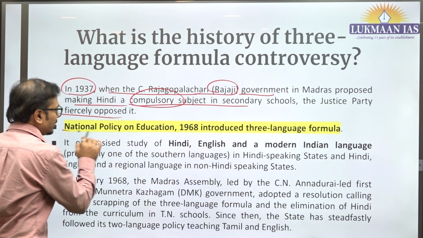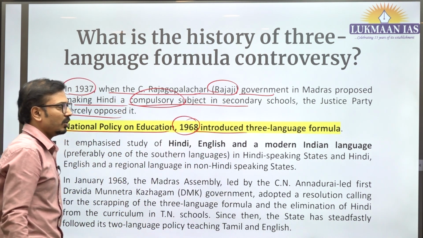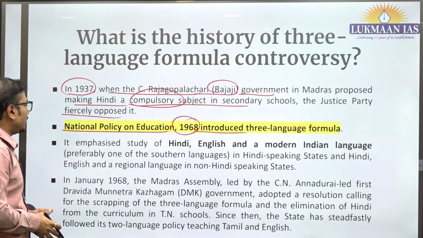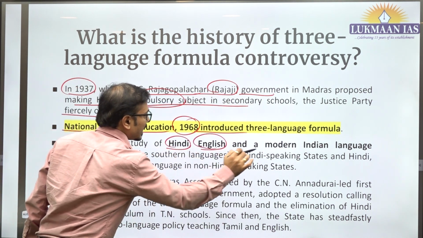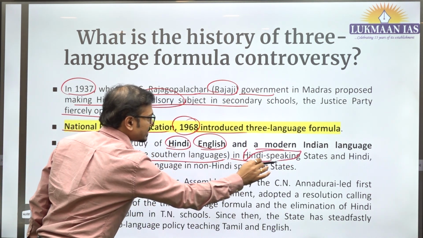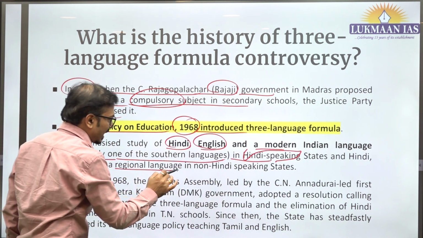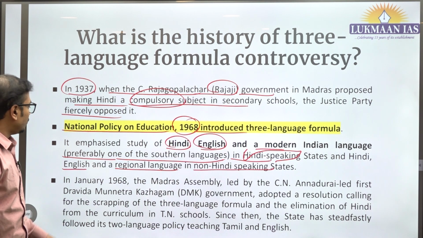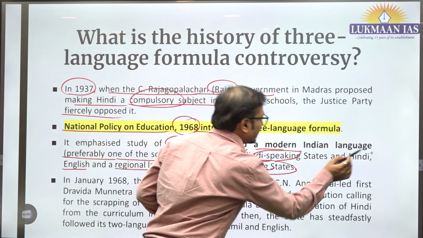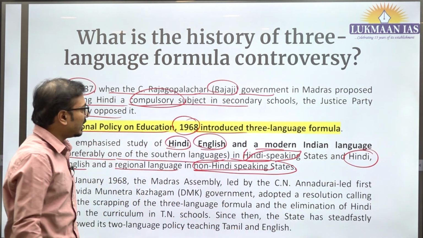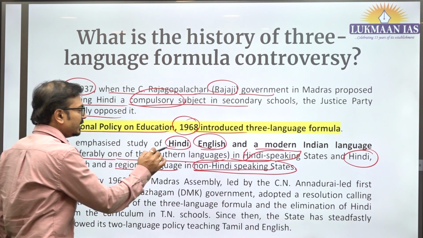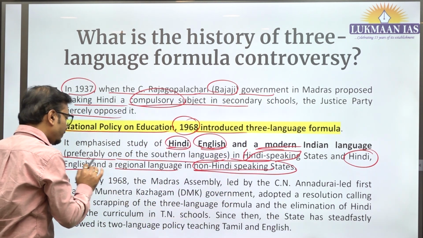Later on, the National Policy on Education 1968 introduced the three language formula. And what was that formula? Let's try to understand, because this is different from NEP 2020. It emphasized the study of Hindi, English and a modern Indian language, preferably one of the southern languages, in Hindi speaking states, and Hindi, English and the regional language in non-Hindi speaking states. So you can see that in the non-Hindi speaking states, especially southern states, Hindi was supposed to be one of the languages. While in the northern states, or the Hindi heartland belt, where Hindi is already there, English is there, and a modern Indian language, preferably one of the southern languages.